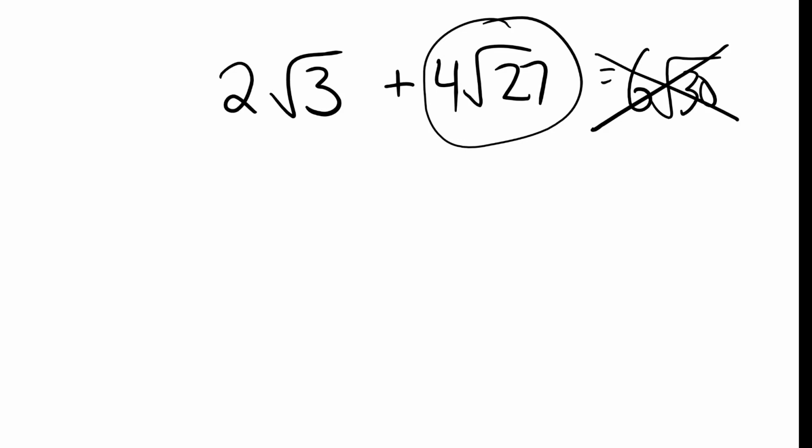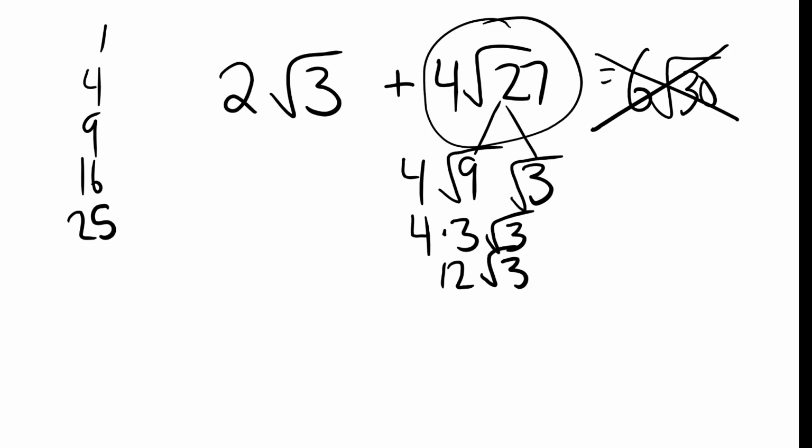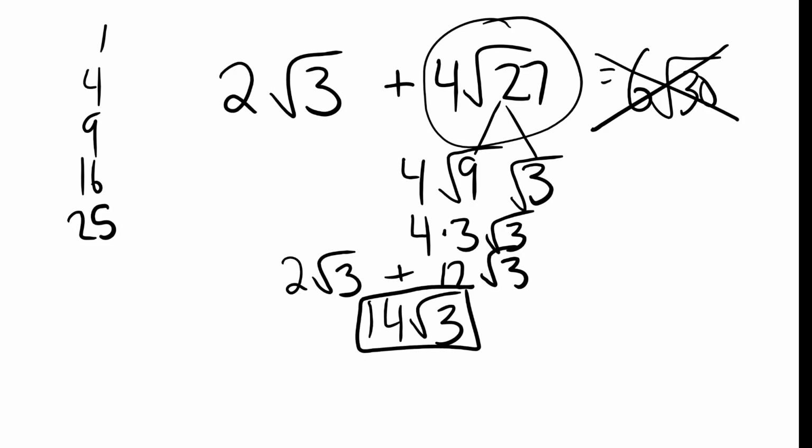So, we are going to split this guy up. Do any of my perfect squares go into 27? And the answer is yes, because my perfect squares, remember, are 1, 4, 9, 16, 25. And the perfect square that goes into 27 is 9. So 9 and 3 go in, which means this is the same as square root 9 times square root 3 times 4. And square root 9 is 3, so this is 4 times 3 times root 3, or 12 root 3. And now I can simplify this question further by saying 2 root 3 plus 12 root 3 is 14 root 3. You can only add things together if their roots are exactly the same.